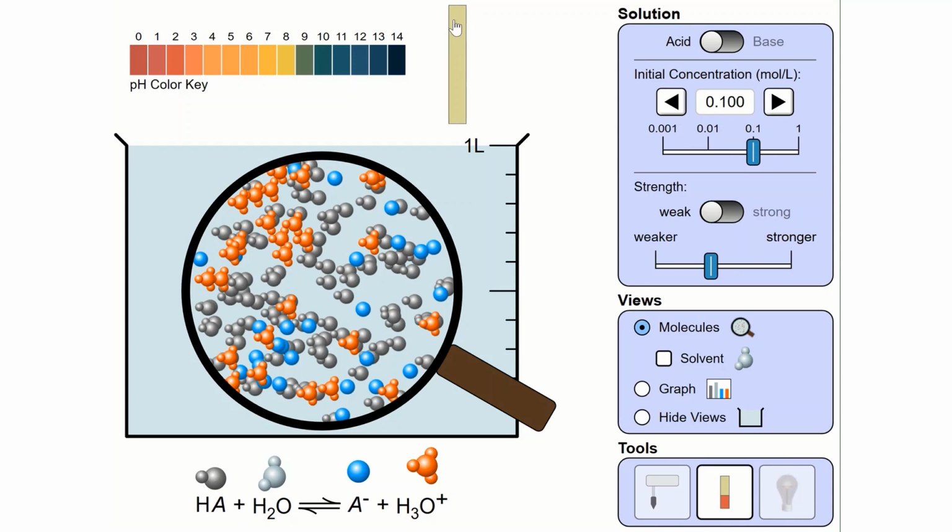When we take some pH paper and place it into the solution, sure enough, just as we saw from the laboratory demonstration, it has a pH of about 3.